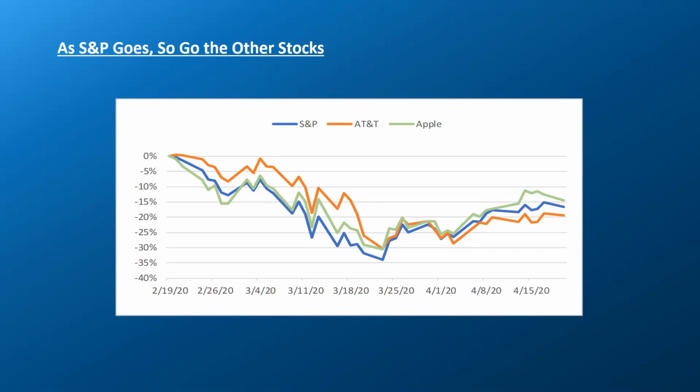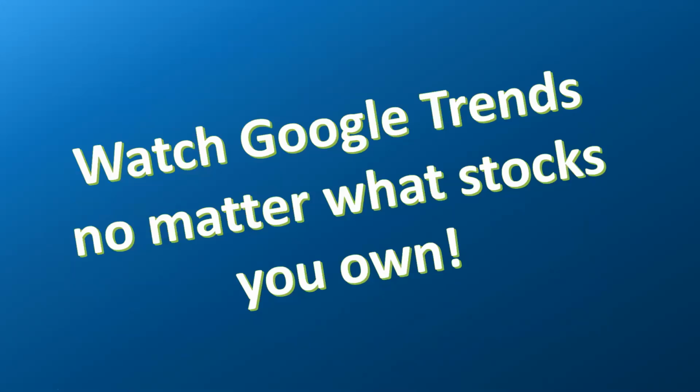The S&P index is calculated based on the price levels of 500 leading stocks in the market. It is designed to represent the overall market. The moral of the story is, watch Google Trends no matter what stocks you own.